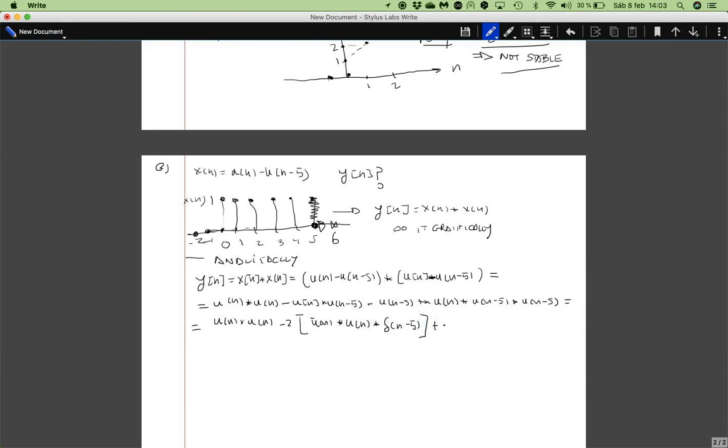Okay, we do that with the last term as well. So in the last term we will have u of n convolved with u of n, and in this case we have 2 u of n minus 5, so then we will have u of n convolved with delta of n minus 5, convolved again with delta of n minus 5.